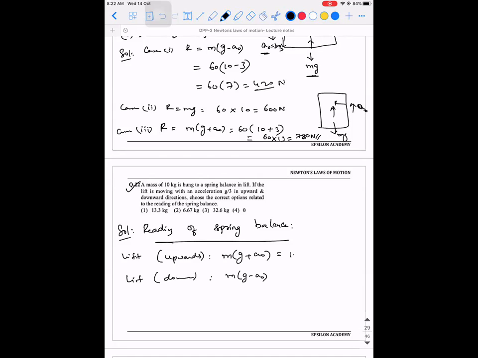So M is how much? 10 into G is 10 plus A naught is how much? G by 3. That is 10 by 3. 10 into 10 minus 10 by 3. So 10 into 40 by 3. 400 by 3 is how much? 40 by 3, 400. Yeah, 400 by 3 is? There's no option.